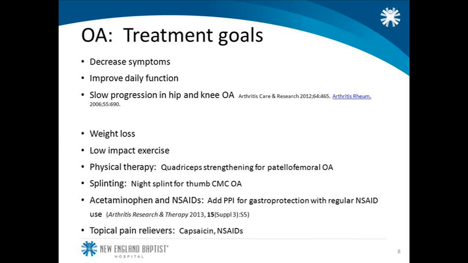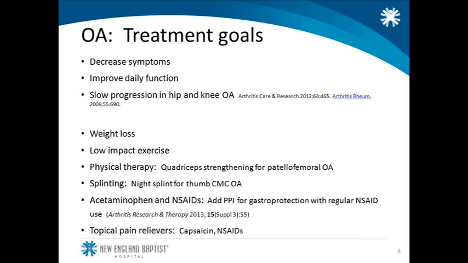Splinting can be helpful in certain patients. The scenario where I use this the most is in patients with osteoarthritis in the CMC joints of the thumbs. Nighttime splinting can be helpful for reducing their daytime symptoms. Acetaminophen and NSAIDs can also be helpful in patients. If a patient requires daily dosing of an NSAID, then I also have them start a proton pump inhibitor in order to reduce their risk for gastrointestinal complications.